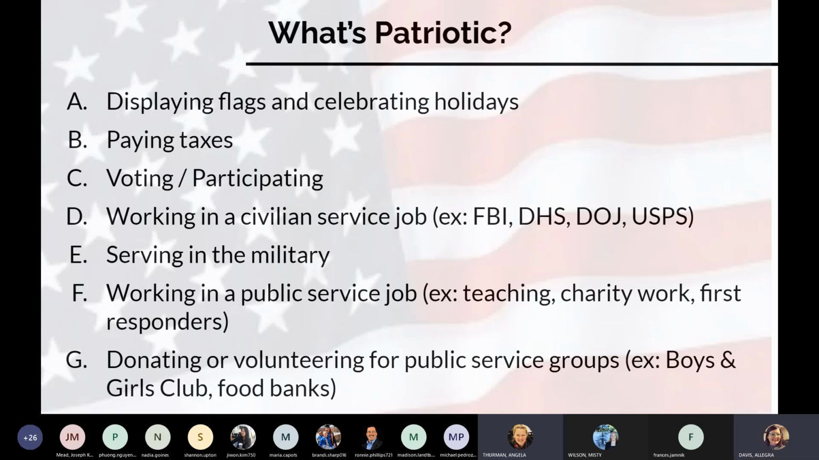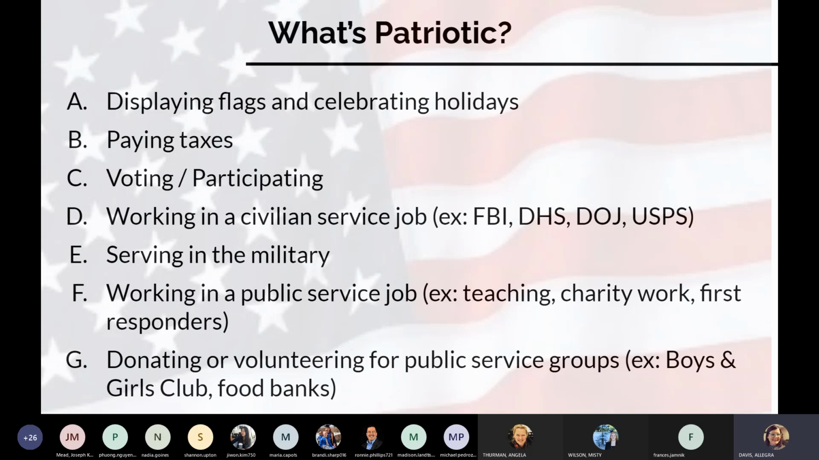No, it doesn't. And it's okay if you think that military service is or isn't more patriotic than working elsewhere in the government. My mom retired from the Department of Homeland Security, so I'm going to say I think D's patriotic. My husband's retired from the Air Force. I'm going to say I think E's patriotic. I vote, I pay taxes, I work in a public service job, I donate or volunteer for public service groups, and absolutely have a flag. So what if I think it's all of them?